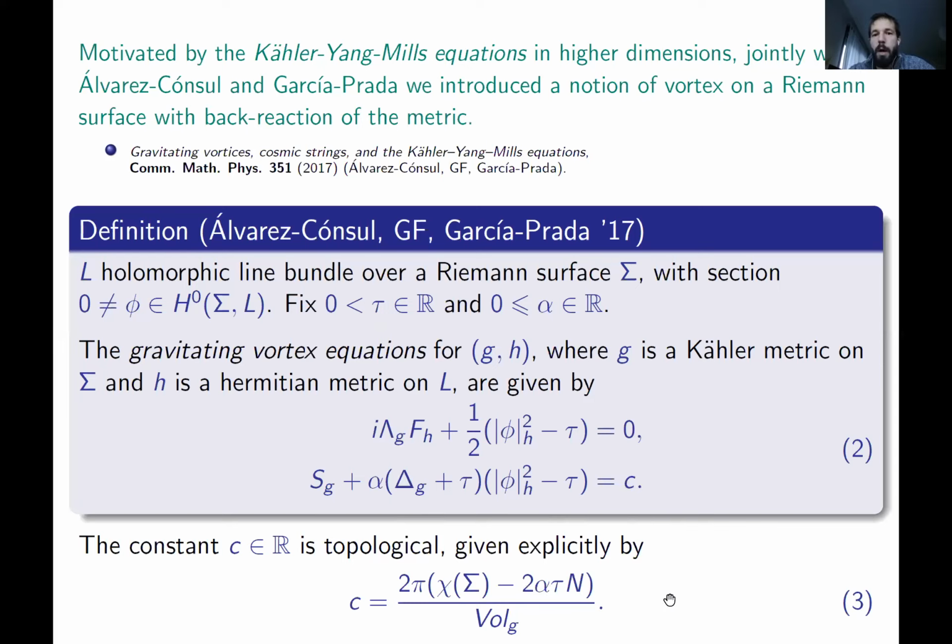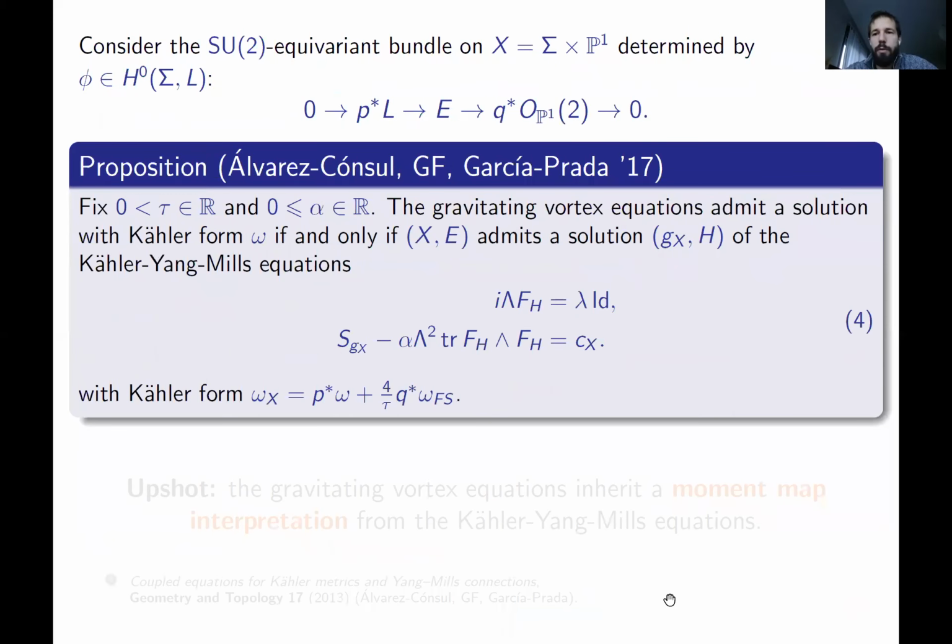Okay. So what I would like to do next is briefly motivate the equations, tell you why these equations are interesting and how they relate to physics in a particular situation. The first thing I would like to say is related to these Kähler Yang-Mills equations that I mentioned, that we were studying in relation to the proof of Garcia Prada of the existence and uniqueness of vortices. So assume that we are in the same setup as we had for this Garcia Prada Noguchi Prado theorem. We consider the SU(2) equivariant bundle on the product of the surface times the Riemann sphere, determined by phi, which is given by a holomorphic extension of the pullback of L by the pullback of O(2).